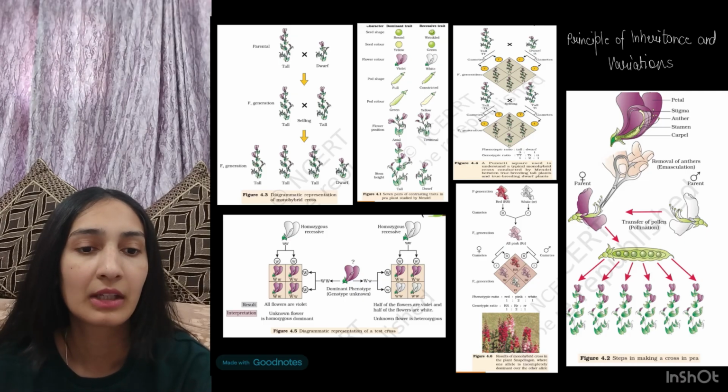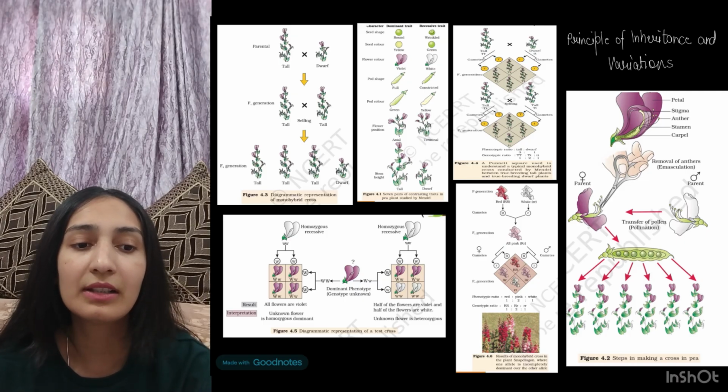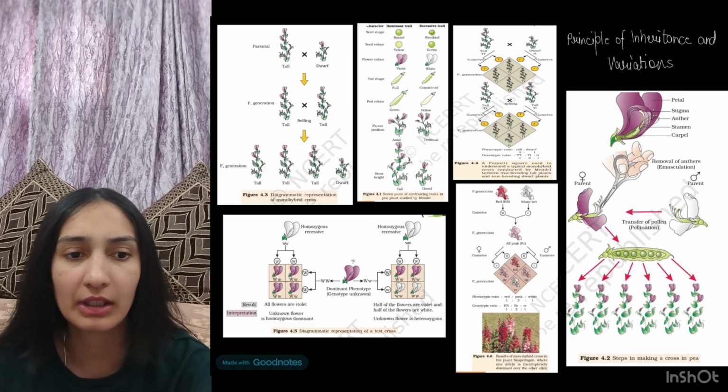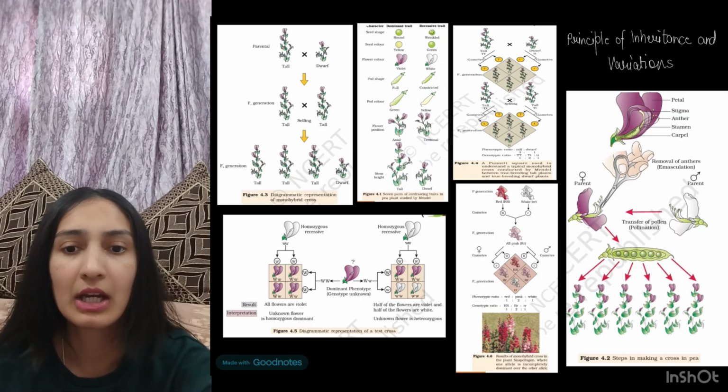Now in figure 4.2 we can see the steps in making a cross in pea. Okay. That is how you have to do the removal of anthers, that is emasculation, and then you have to do the transfer of pollen, that is pollination, and then a successful cross is conducted.